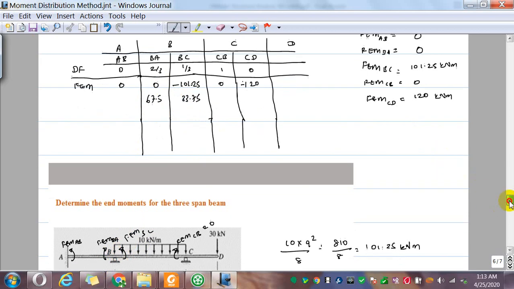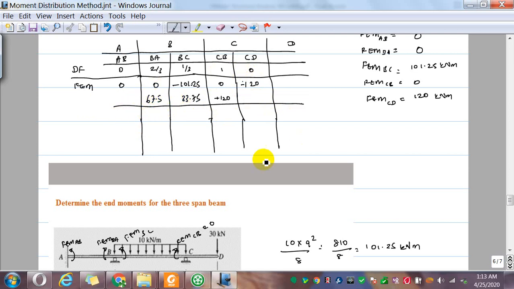If you consider the support C, again CB has 0 moment and CD has minus 120. So now there should be a plus 120, and that plus is carried by CB only. That is plus 120, because the distribution is 1 here, 0 here. Now this ends the first balancing of all the moments.